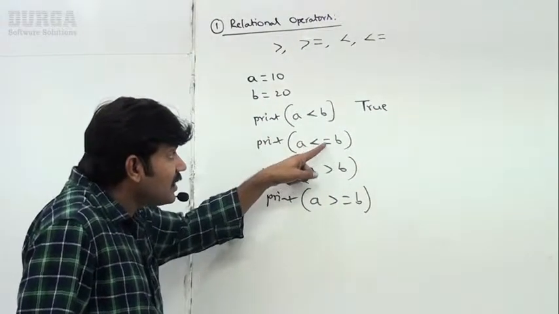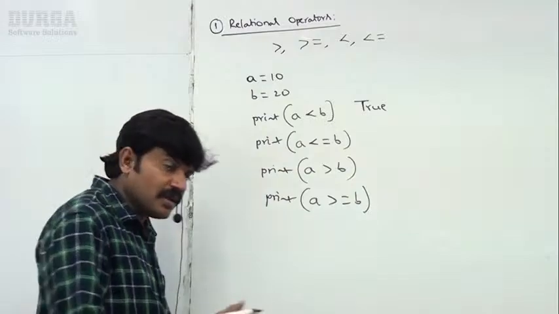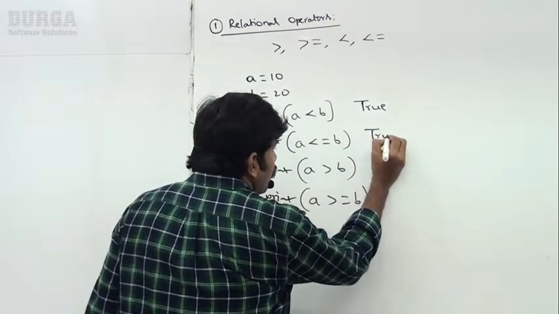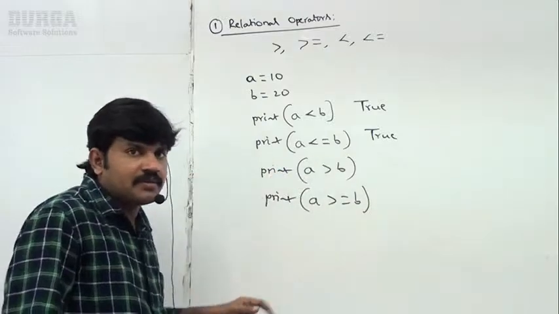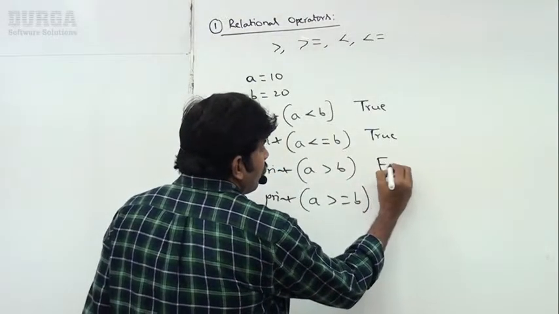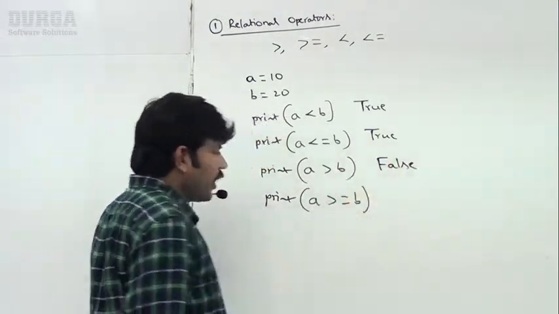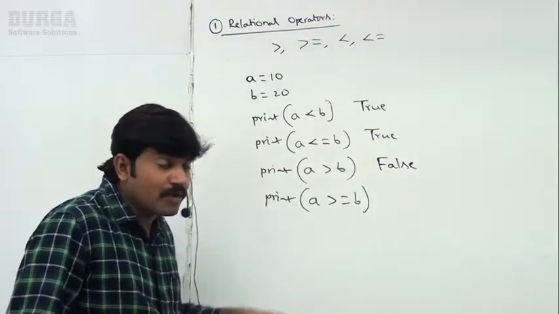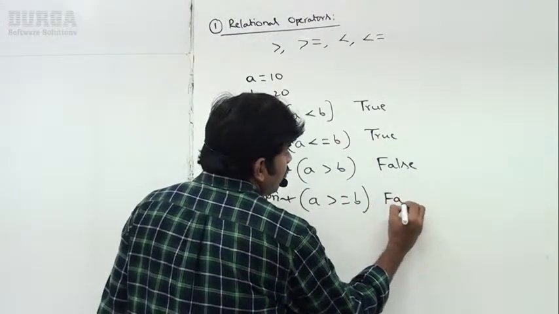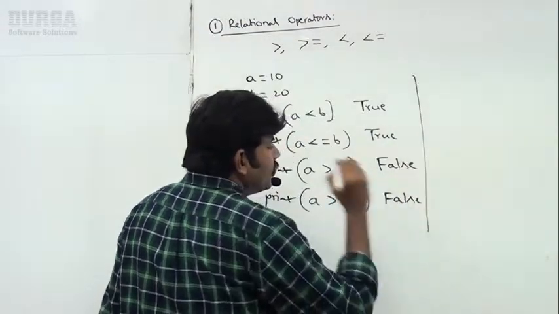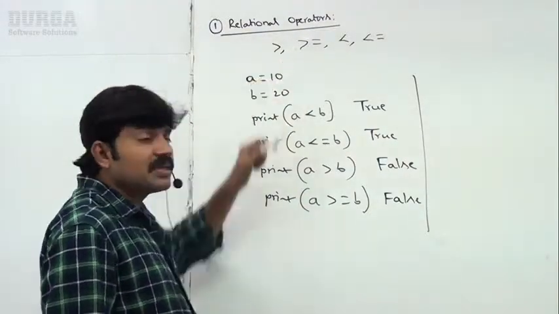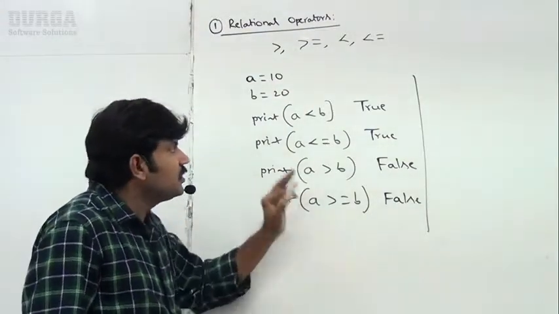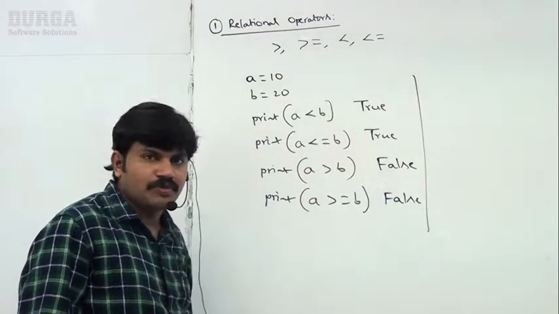10 less than or equal to 20, yes, that's why true is the answer. Next, 10 greater than 20, false is the answer. 10 greater than or equal to 20 is also false. So I want to compare two numbers using relational operators, or comparison operators. True, true, false, false we have to get.